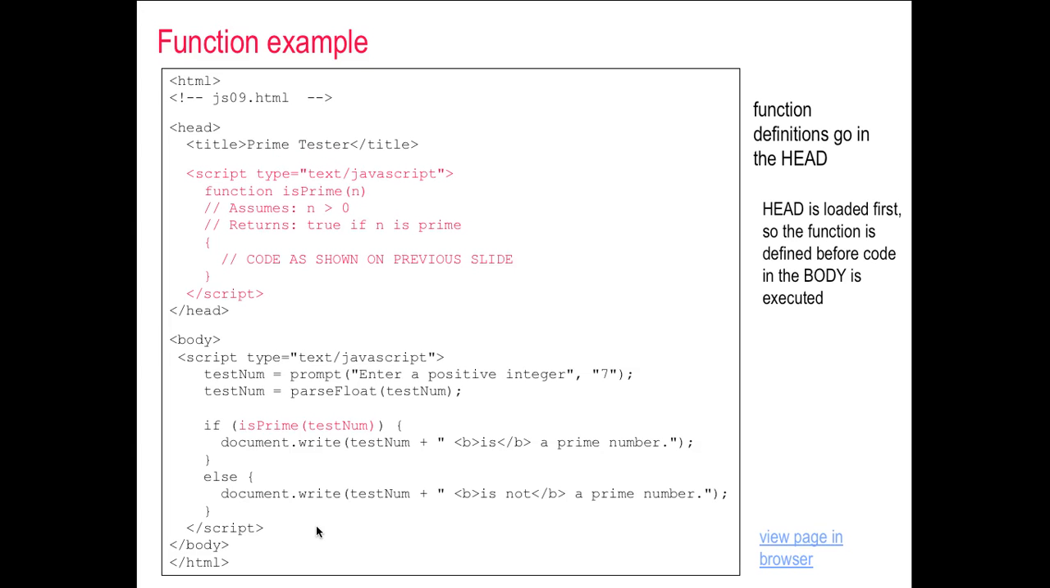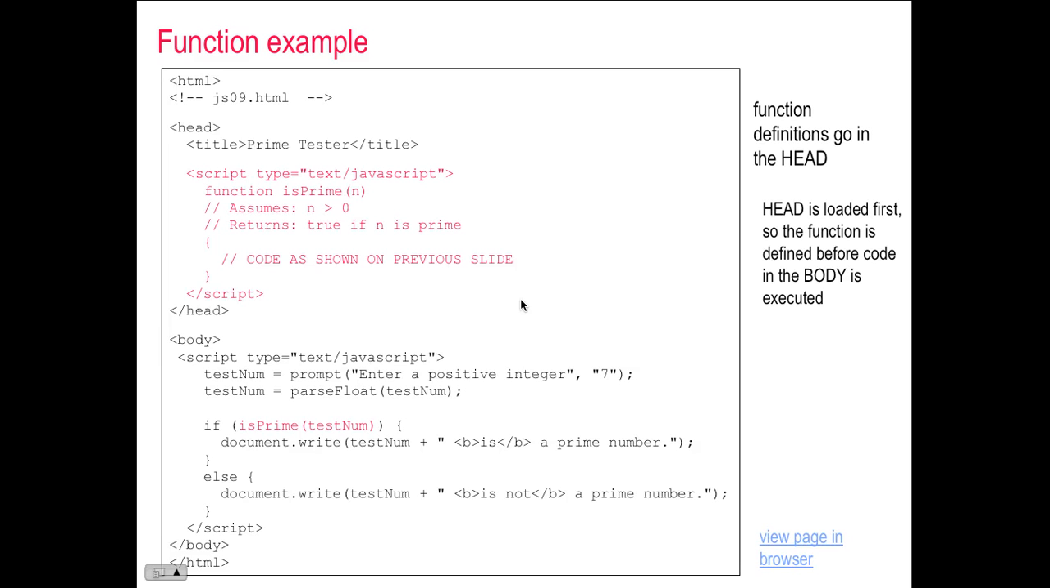So here we have another function example, and we're going to put the function in the head. The function definition goes in the head section, and the head is loaded first, so the function is defined before the code in the body is executed. So here we have function isPrime, and it's up here. Then down here on the bottom, we're saying if isPrime(testNumber), then do something. Again, this is a function call. We're not assigning it to a variable in this case. We're just saying run isPrime and give it testNumber, and testNumber is up here. We prompted the user for the number.